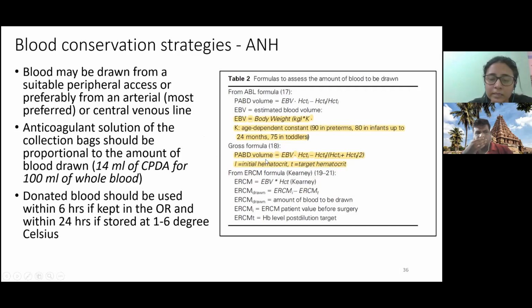So how do we decide the volume of blood that has to be withdrawn in small patients? The most commonly employed formula is the Gross formula. This is for preoperative autologous blood donation volume, but it can also be applied to ANH. So it is estimated blood volume multiplied by initial hematocrit minus target hematocrit, divided by an average of the two. Estimated blood volume is calculated by multiplying body weight with K, which is an age-dependent constant, that is 90 in preterms, 80 in infants up to 24 months, and 75 in toddlers.